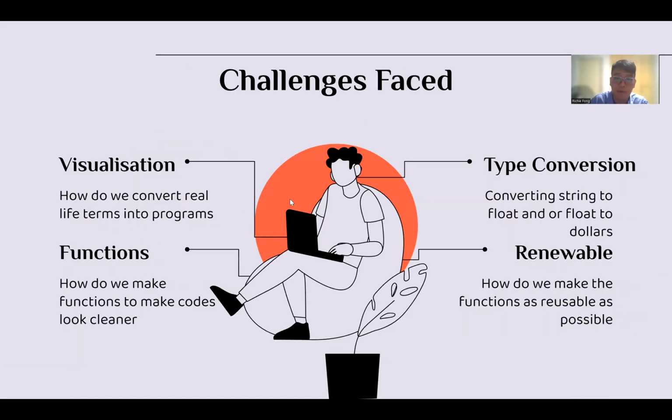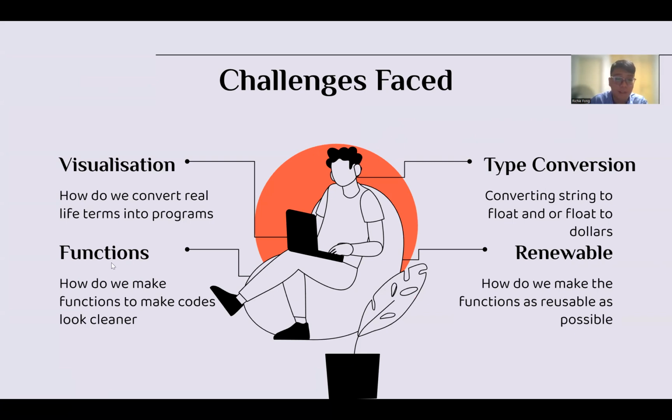So for some of the challenges that I face, firstly will be the visualization portion. So how can we convert real life actions into programs? So like removing the header, how can we use a program to remove it? And then the tag conversion. So converting from string to float and float to other formats is sometimes quite complicated and sometimes cannot be visualized, and creates a lot of errors for me personally.